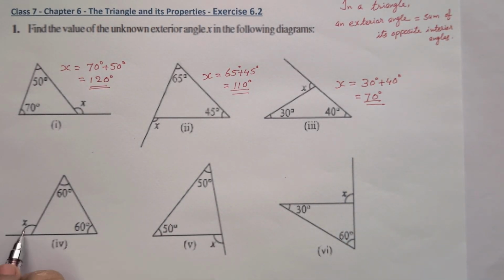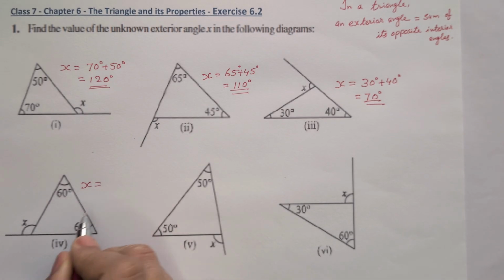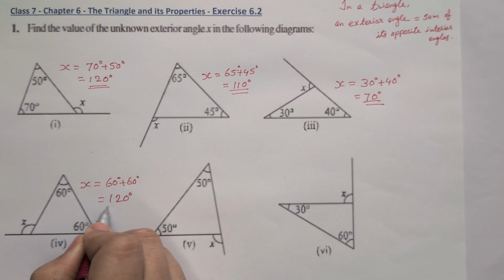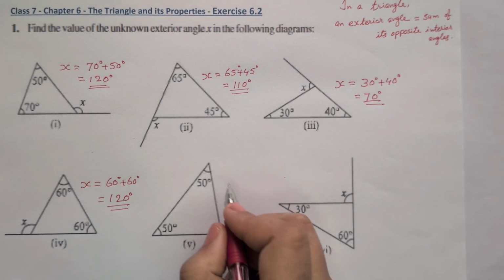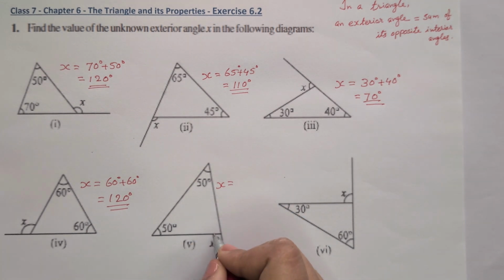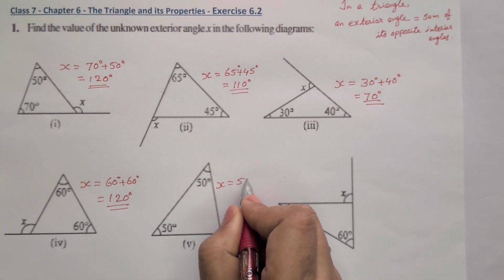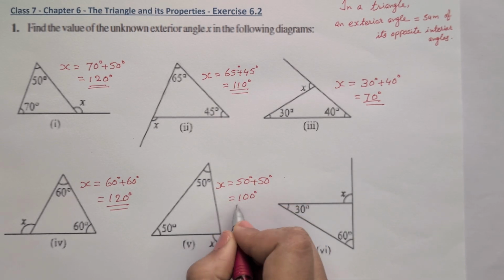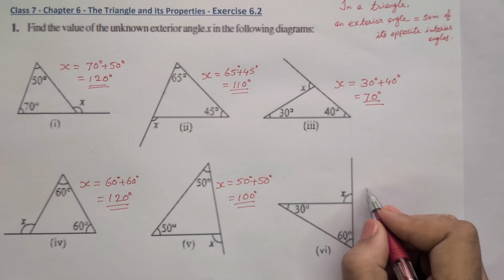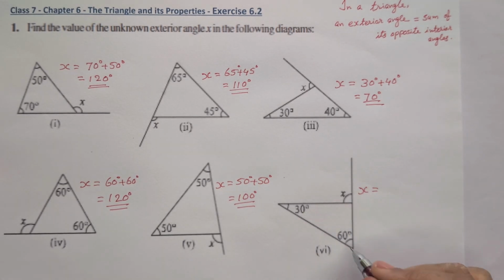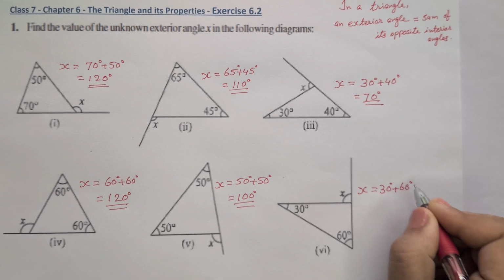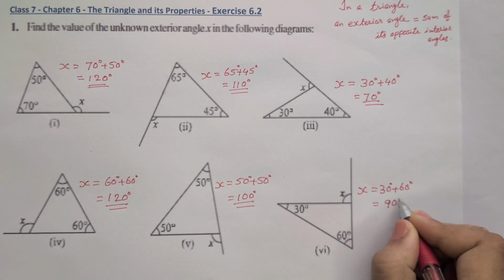Same way here. X is the exterior angle, sum of the interior opposite angles. 60 plus 60 is equal to 120 degrees. Here this angle is the exterior angle. Its opposite interior angles are 50 and 50. So 50 plus 50, 100 degrees. Here X is the exterior angle, which is equal to the interior opposite angles, that is 30 plus 60 degrees, equal to 90 degrees.